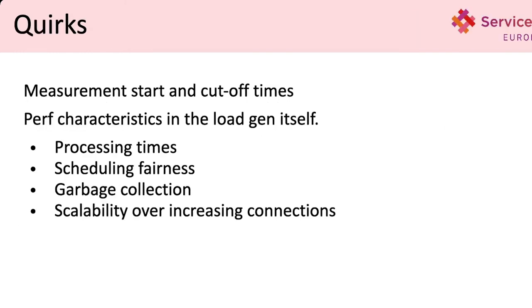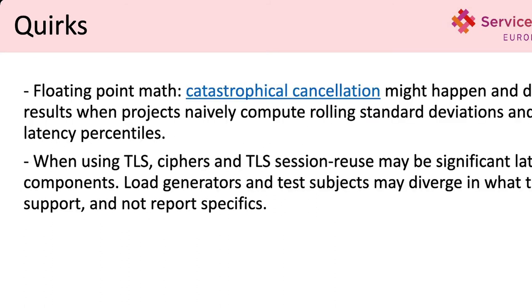Some other gotchas observed in the wild. Latency measurement tooling may diverge when it comes to handling in-flight requests post-execution. Some tools may include status and/or latency in their reporting. Also, the math around tracking rolling standard deviations and histograms isn't trivial. Floating point math is used here, and it may be subject to a phenomenon called catastrophic cancellation when using a naive approach, and through that, tooling can produce distorted numbers.